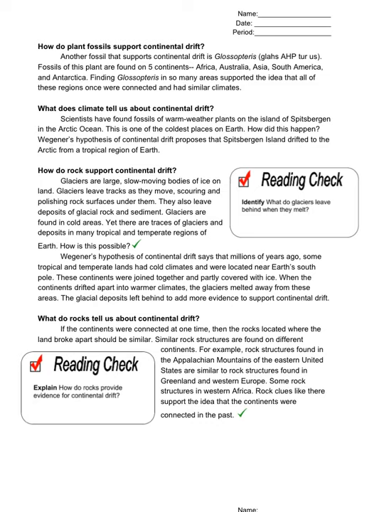What do rocks tell us about continental drift? If the continents were connected at one time, then the rocks located where the land broke apart should be similar. Similar rock structures are found on different continents. For example, rock structures found in the Appalachian Mountains of the eastern United States are similar to rock structures found in Greenland and Western Europe. Some rock structures are also found in Western Africa. Rock clues like these support the idea that the continents were connected in the past.